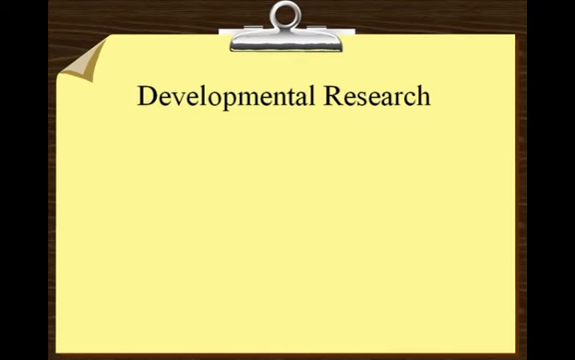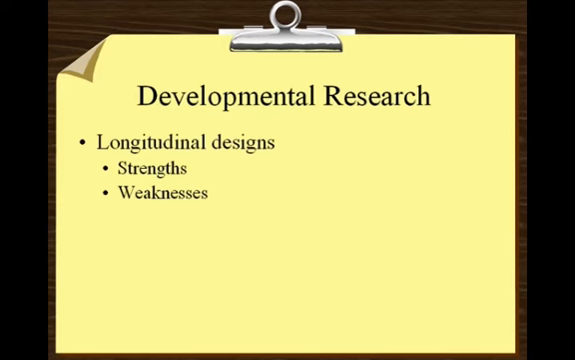There are two main types of developmental research. One is longitudinal, and the other one is cross-sectional design. We talked about these two designs in survey research because there's some linkage or uses in both survey research and here in descriptive research. So first we're going to talk about longitudinal designs.